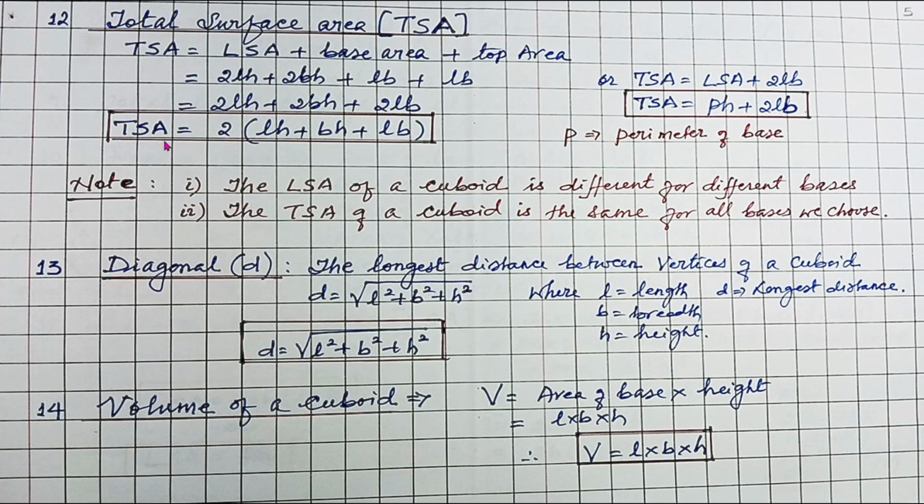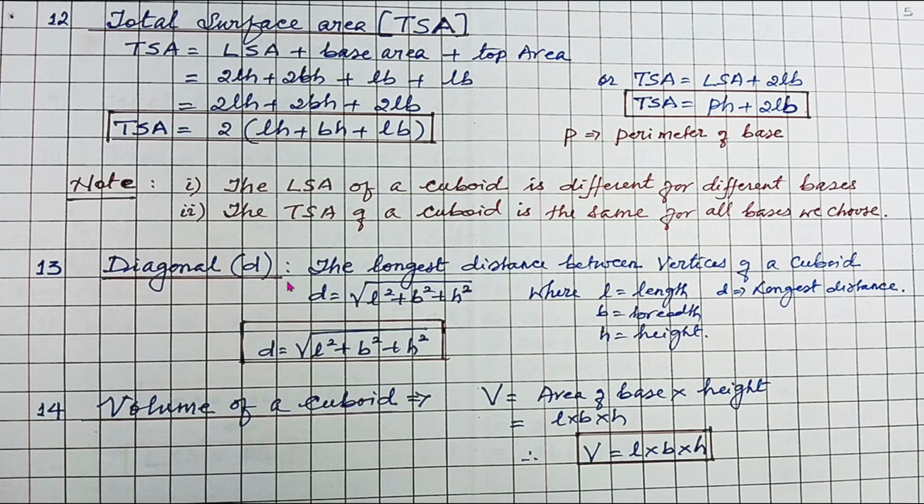So remember, if you are given length, breadth and height, we can find the total surface area by the relation 2 in the bracket LH plus BH plus LB, or if you are given the perimeter of the base, we can use the formula TSA is equal to PH plus 2LB to find the total surface area of a cuboid. Now the lateral surface area of a cuboid is different for different bases, but the total surface area of a cuboid is the same for any base. Remember that.